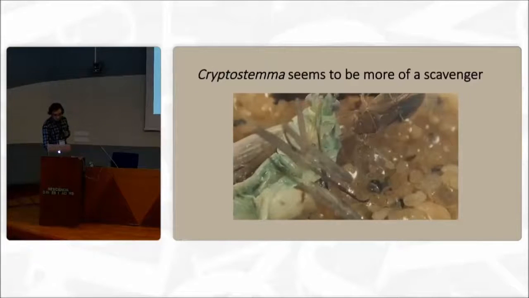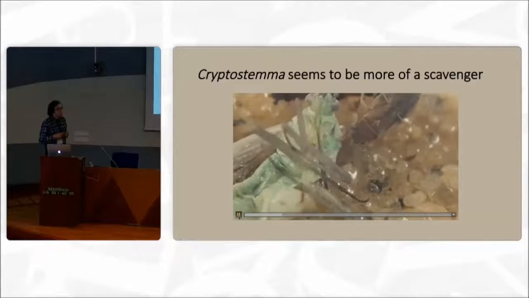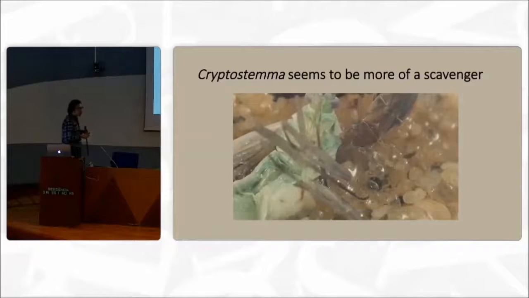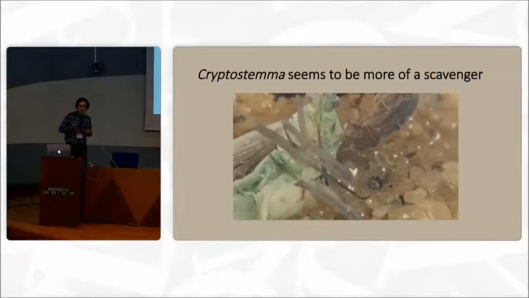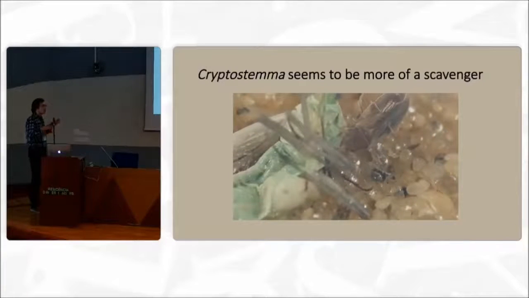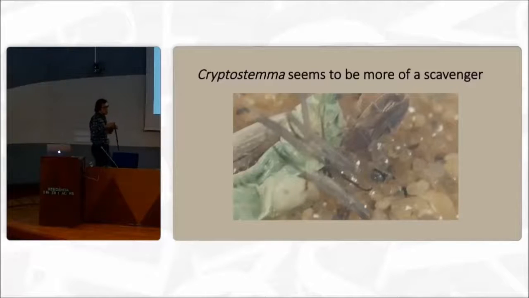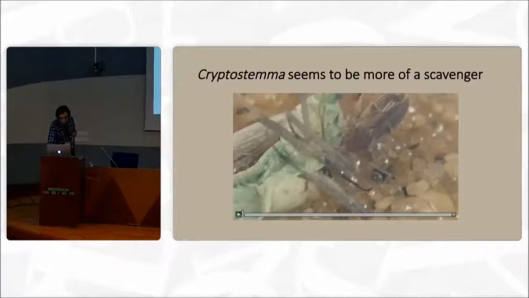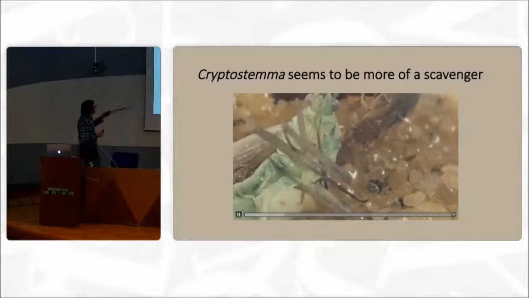What is interesting is that Cryptostemma and Pachycoleus seem to have different feeding preferences. Cryptostemma seems to be more of a scavenger, meaning when it encounters live prey, it usually ignores it. It goes around most of the time, touching the surface with its rostrum, and when it finds a dead insect, it starts feeding on it. Here you can see it feeding on a dead mirid.